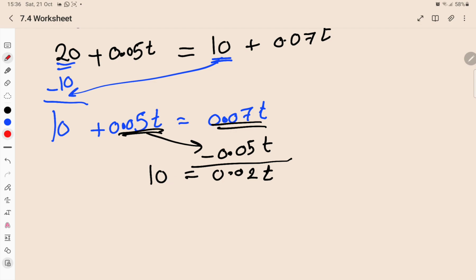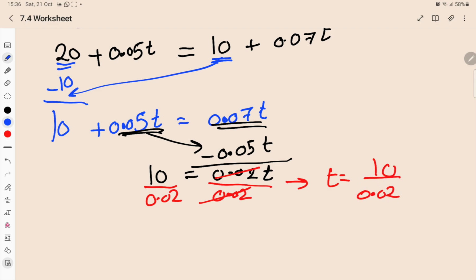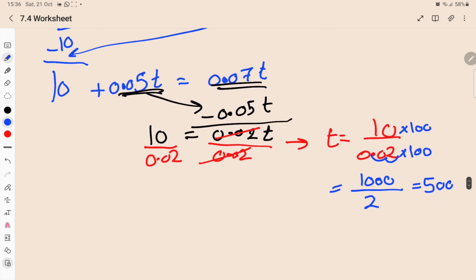Equals 10. I want to get rid of the coefficient of T. So divide both sides by 0.02. I want to get rid of this. So divide by 0.02. Cancel, cancel. So now it becomes T equals 10 over 0.02. Whenever I have a decimal, how do I get rid of it? Multiply by 2 decimal places, so it's times 100, and times 100 up also, so it becomes 1000 over 2, which is 500. So now I have a solution for the T.